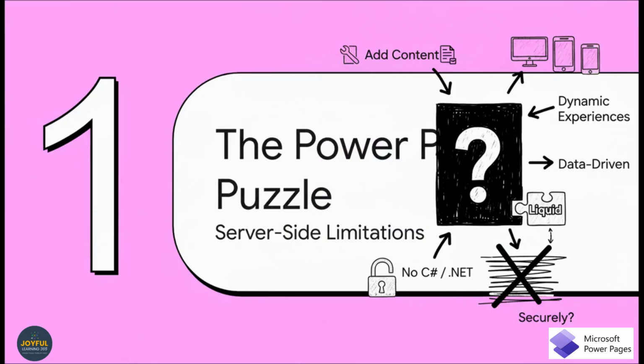Okay, so picture this. The Power Pages server is kind of like a sealed black box. We can put content in it, we can definitely tweak the settings, but we can't just pry it open and start writing our own C# or .NET code. And that leaves us with this big puzzle. How do we build these truly dynamic, data-driven experiences? And more importantly, how do we do it securely?